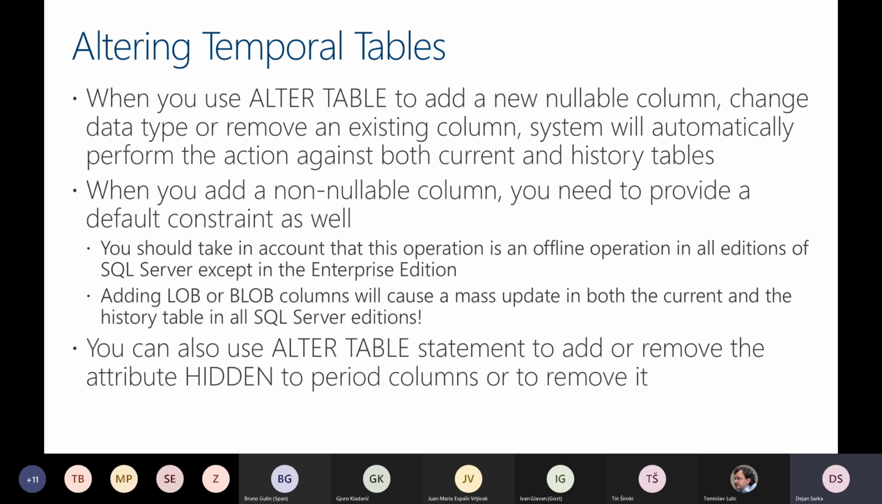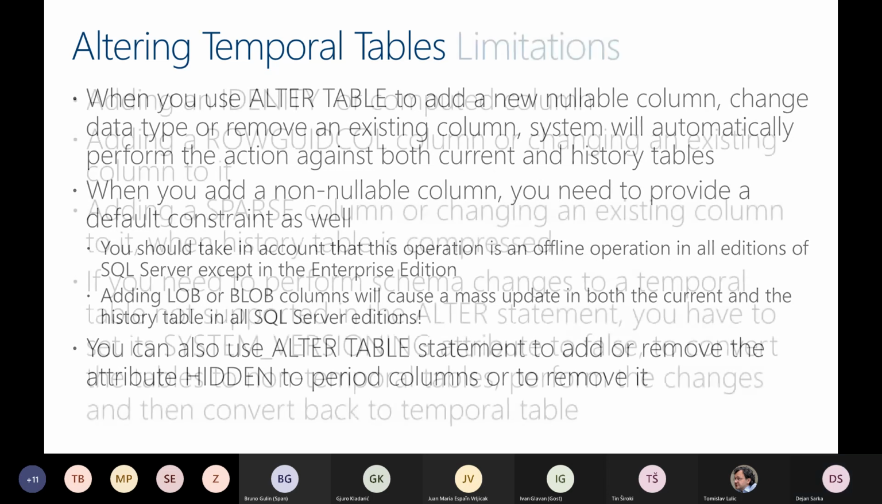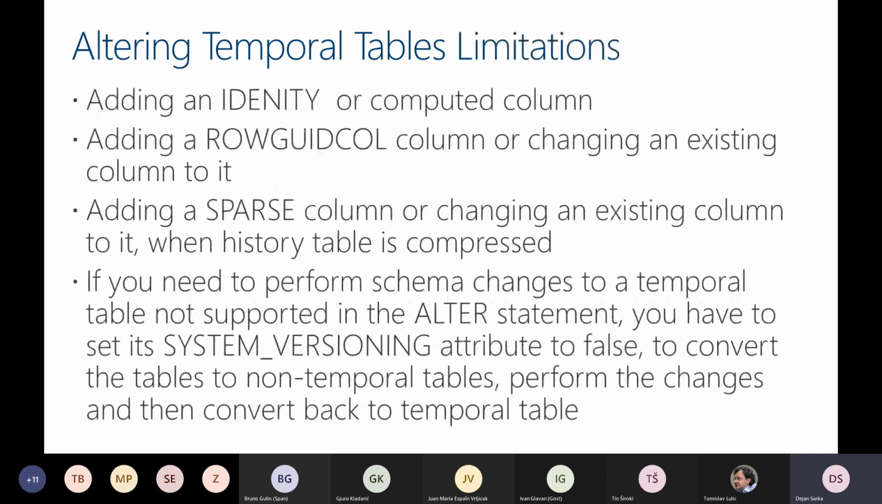So take care, this might take a lot of time. You can also use alter table to add or remove the attribute hidden to this period columns. You cannot add an identity or a computed column, or row GUID column, or change an existing column to row GUID column. You cannot add a sparse column set. Sparse is an XML column for a set of columns, or change the existing column to sparse column.